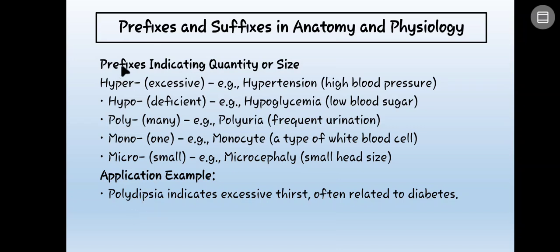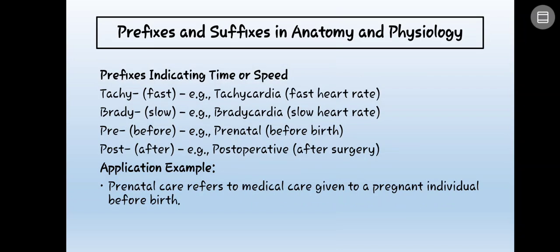An applicable example from these prefixes indicating quantity and size is polydipsia. Polydipsia indicates excessive thirst. If you remember, we said poly means many, for example polyuria, frequent urination. So when you see polydipsia, it means excessive thirst. Dipsia means thirst, and poly before dipsia makes it excessive thirst. This is often related to diabetes mellitus.